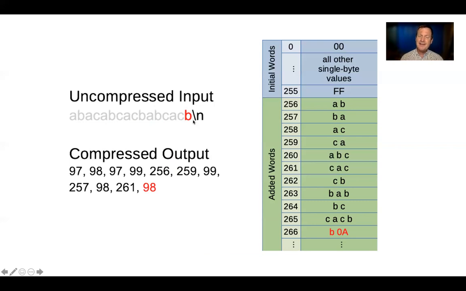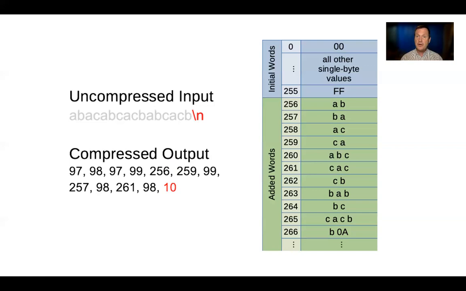Now we just have this one last byte to write out. New line is a 10 in ASCII. Same thing as 0A if we wrote it out in hexadecimal. So we write out the code for that. Here we're at the end of the input, so we can't add a new word to our dictionary because there's no next character. So when you're writing out the code for the last word that you can write out, you can't add another word to the dictionary then because there's no next character.